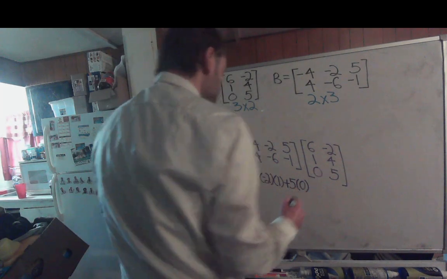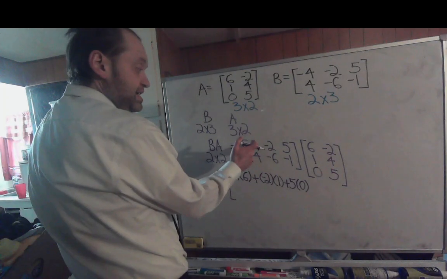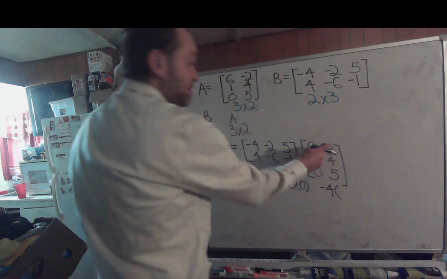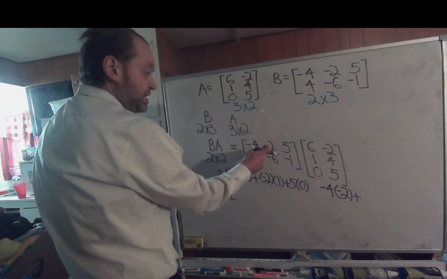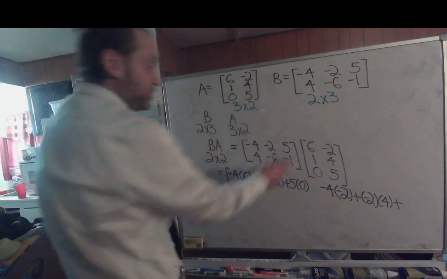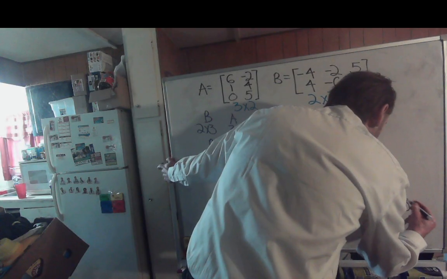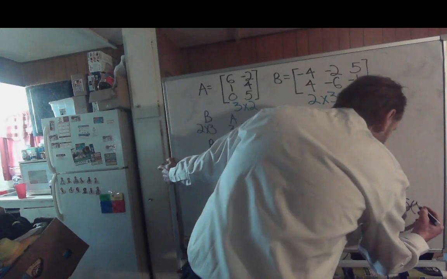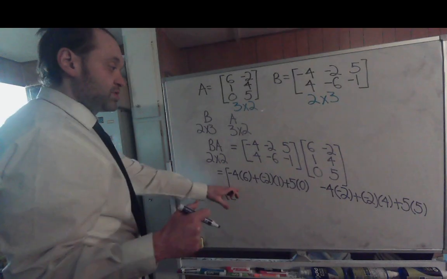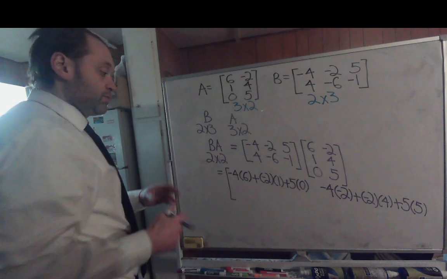Your second number is going to end up being, you'll once again take the first number of the first row, which would be negative 4, times the first number of the second column, which would be negative 2, plus you'll take the second number of the first row, which would be negative 2, times the second number of the second column, which would be positive 4, plus you'll end up taking the third number of the first row, which would be 5, times the third number of the second column, which would be 5. Alright, so there are both entries for your first row. Let's go on to the second row.